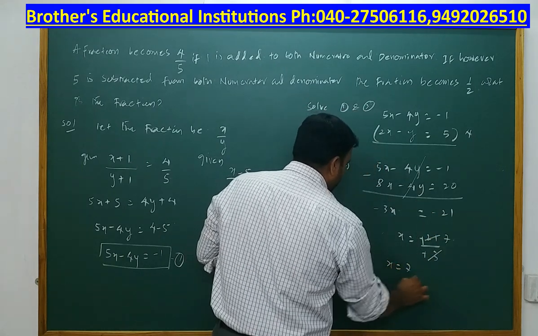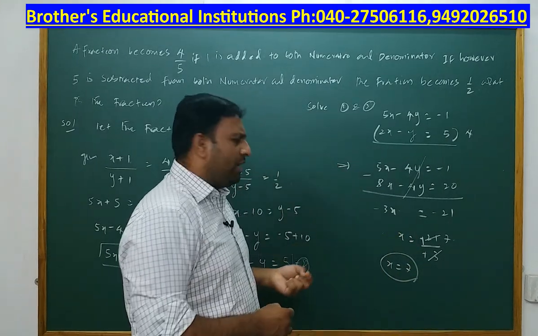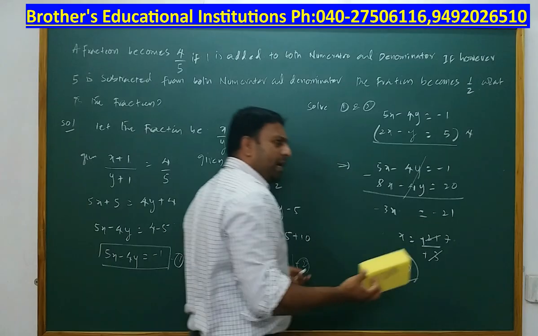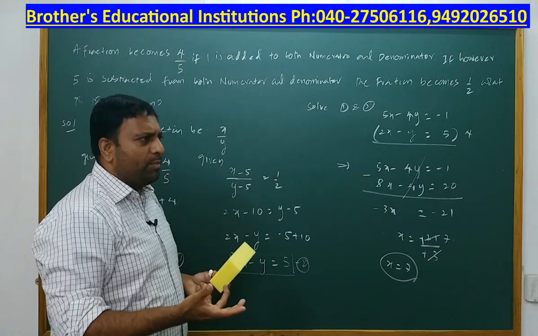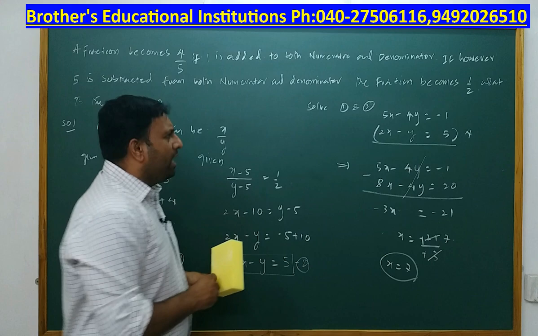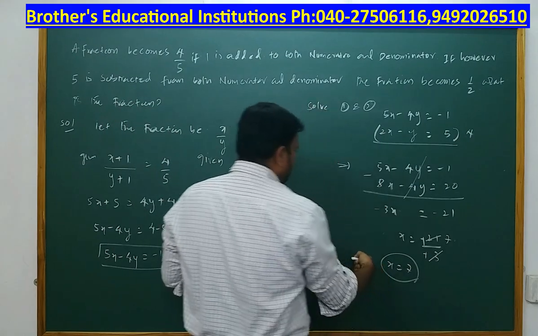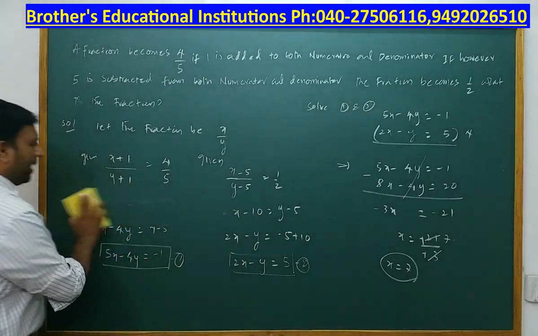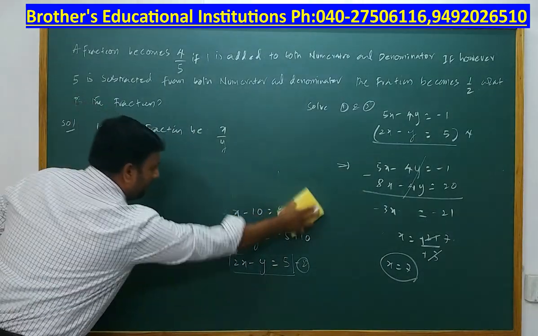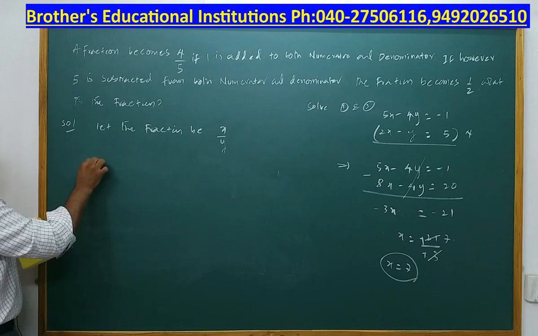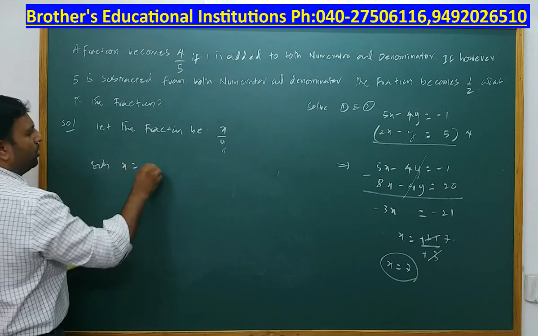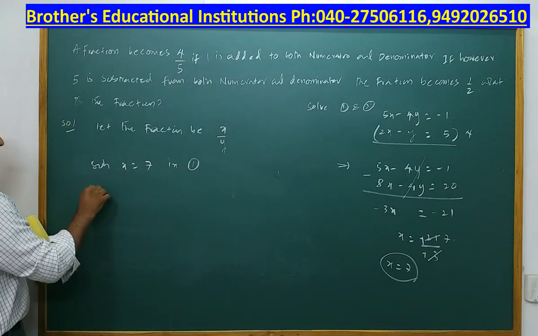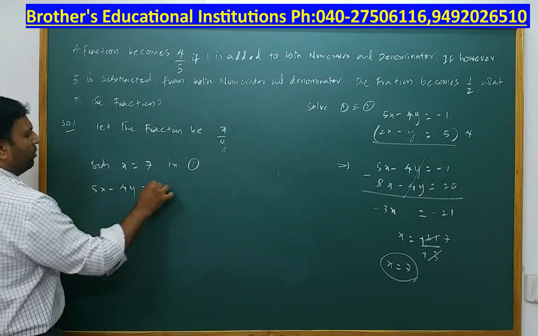What is x equal to? 7. Now once you know the value of x, what do I do? Since the author has not mentioned which method I am supposed to use, I can use any method or a mix of both. Here I have used the elimination method. Now I will use the substitution method. I will substitute x is equal to 7 in the first equation. What is your first equation? 5x minus 4y is equal to minus 1.